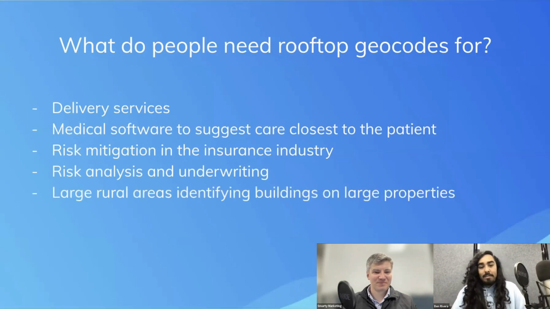Large rural areas, identifying buildings on large properties. Again, we kind of passed this as an example before, but if you have a very big area, a very big plot of land, a farm, and you've got 7 buildings, but they're not all in the center of the farm, could be a barn, house or something. With our API, we are able to determine, okay, this is the primary residence. This is where you want to take your mail. This is where you want to make your deliveries. This is where the people are.